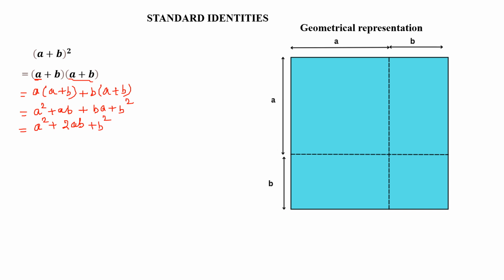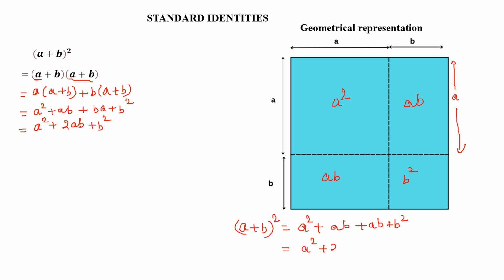So let's find the area of each part. So first one is a². Second one, this side is b, this side is a, so this will be ab. Same way this is also ab and this is your b². So from here I can write (a + b) whole square is the complete area of the square, which is equal to the sum of the areas of the small parts: a² + ab again plus ab + b², which will give me a² + 2ab + b².